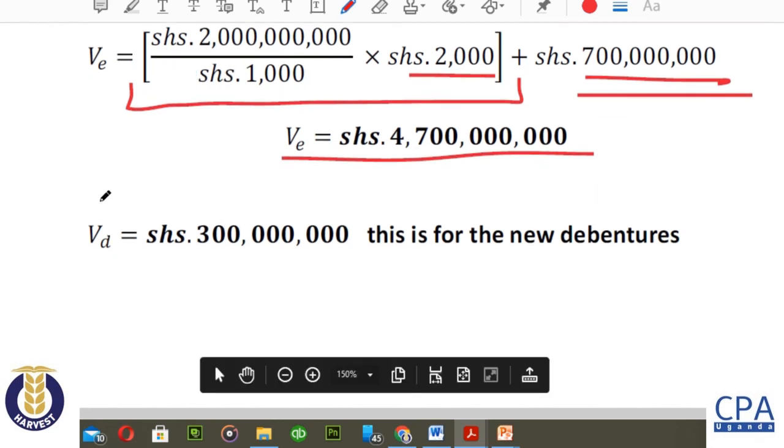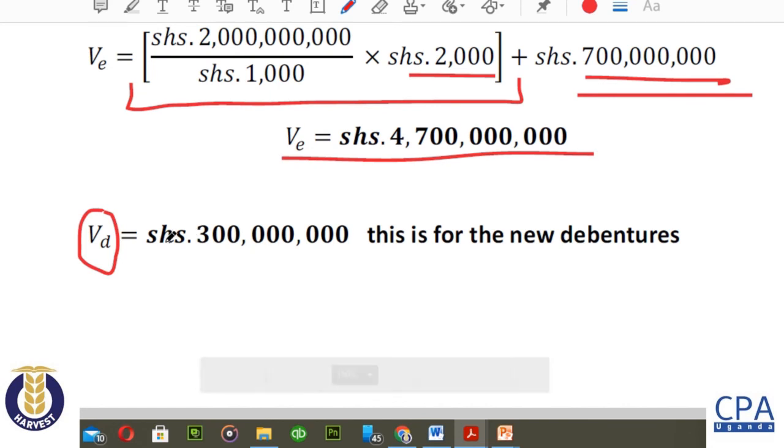Now for the new debentures, the VD is 300 million. This is in market value terms, so we didn't need to do anything on this. We didn't need to divide and do all this here and there, because this is in market value terms.